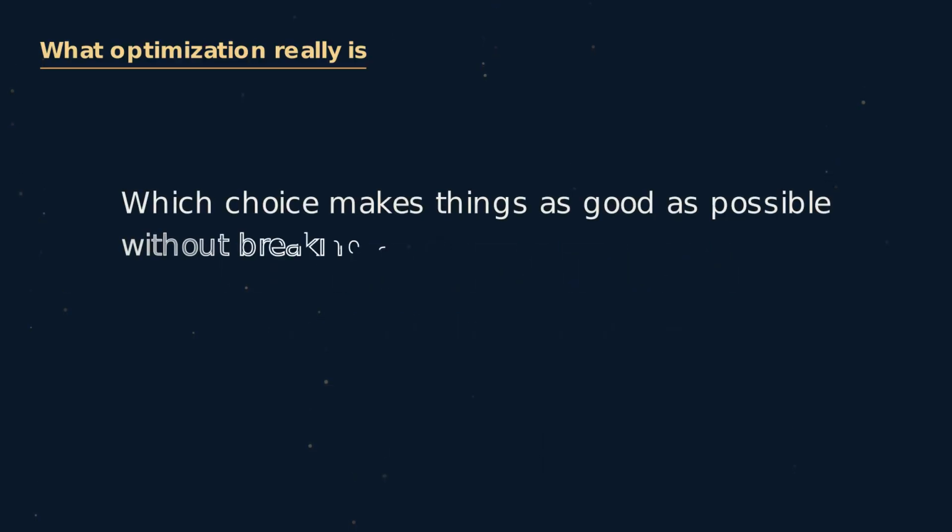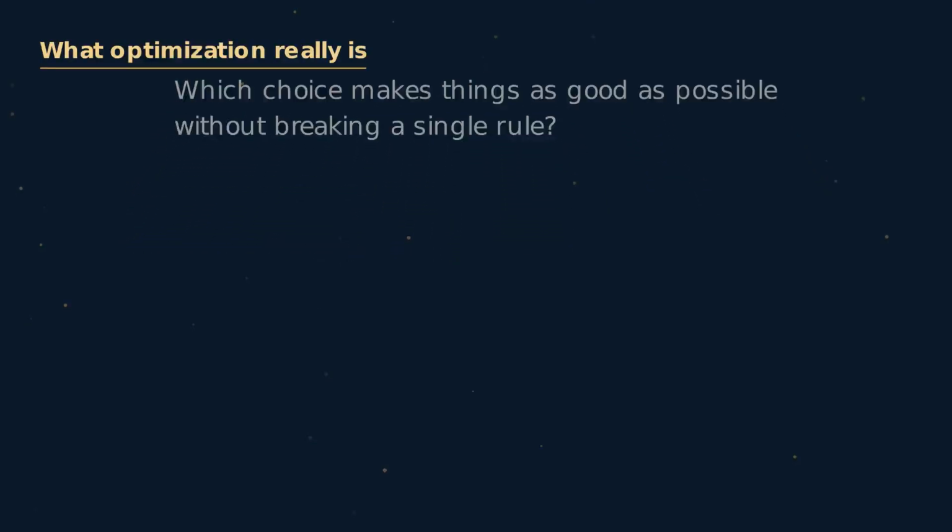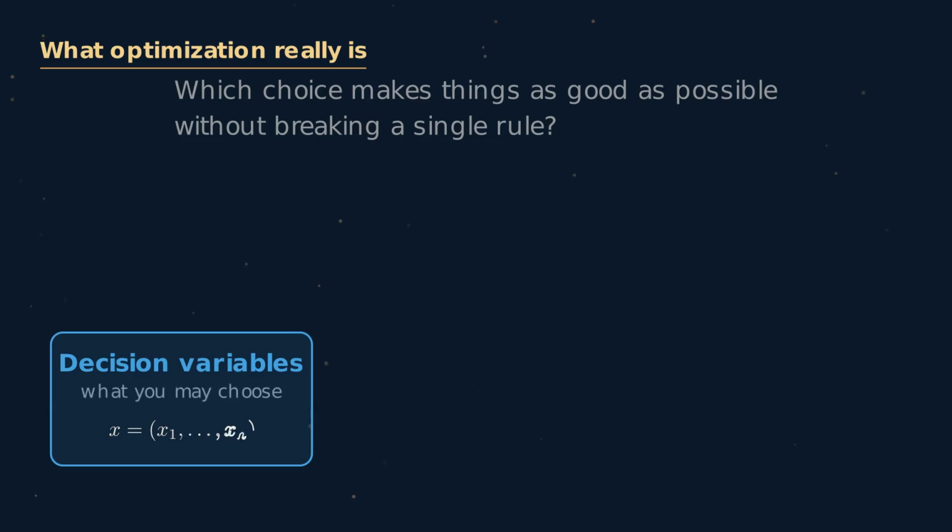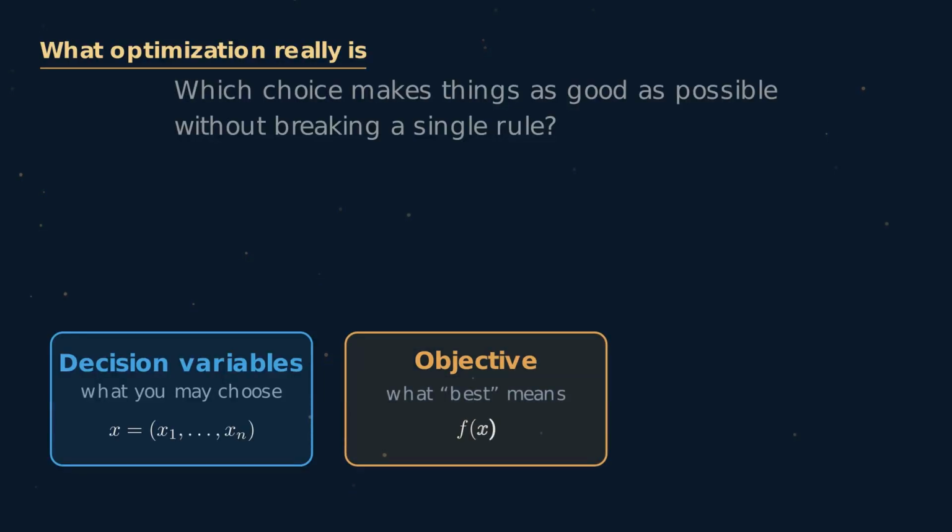Strip optimization down to one sentence, and here it is: which choice makes things as good as possible without breaking a single rule? Answering that always means naming 3 things. Just 3. First, the decision variables, the knobs you are actually free to turn. Dimensions, quantities, gains. Call them X. Second, the objective, one single number that scores how good a choice is. A cost to push down or a profit to push up.